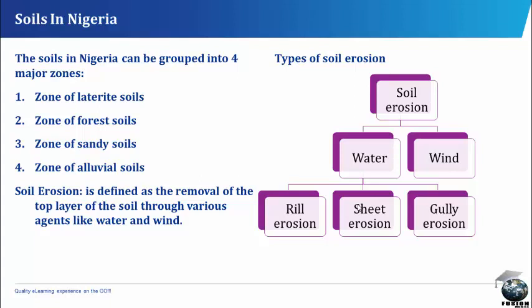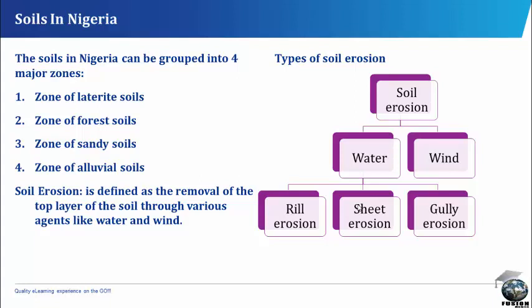The causes: 1. Deforestation, 2. Bush burning, 3. Overgrazing, 4. Cultivation along slope, 5. Excessive rainfall. The effects include: 1. Soil erosion causes the removal of top fertile soil. 2. It leads to loss of farmlands. 3. It can result in loss of lives and properties. 4. It leads to the damage of roads and railway lines.